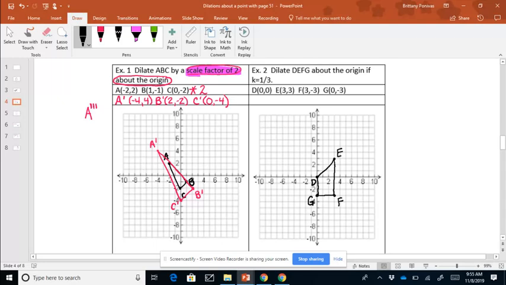So with your colored writing utensil, we are dilating about the origin. So underline or circle or something about the origin, and then K equals 1/3. Since K is a fraction, that's telling us that our shape should get smaller. So when you're doing this, your shape should get smaller.